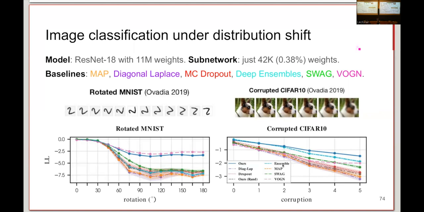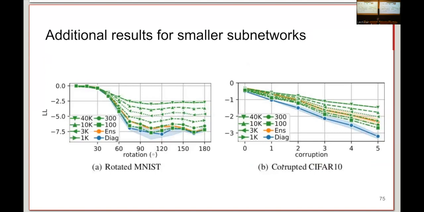The question is, what happens if you use even smaller subnetworks? How do things deteriorate? What we see is that even with very small subnetworks, we are able to do quite well. For example, we show here deep ensembles in orange, and we show subnetworks of size about 40,000 weights, then 10,000, 3,000, and 1,000. And we see that even 3,000 weights only is improving over deep ensembles in this setting, which is quite interesting.